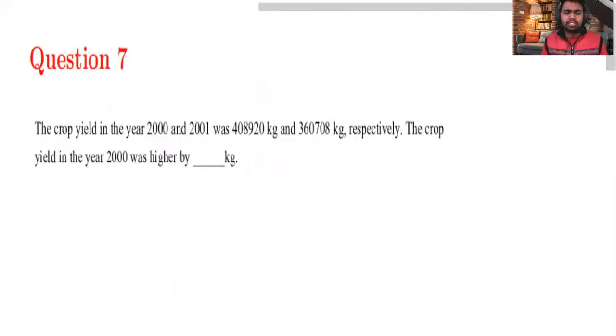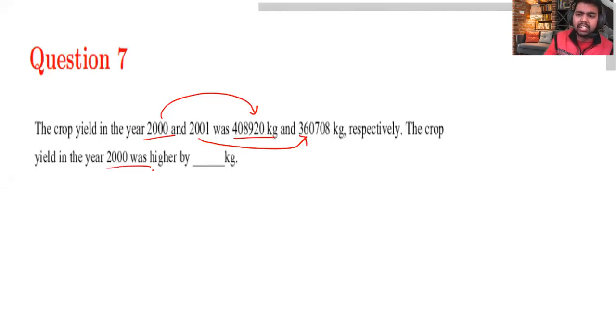Go to question number 7. If you go to question number 7, here we have the output of the produce. That means the crop. So the output of the crop in year 2000 is this much, and in year 2001 is this much. Here I can easily see that in 2000, the crop production was more. And the question is asking that the crop production was more in 2000, but by how much? That means simply I have to subtract them.